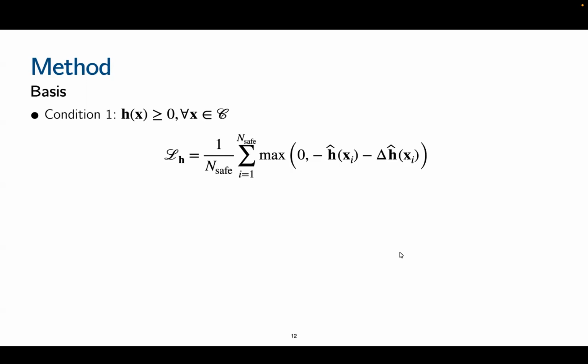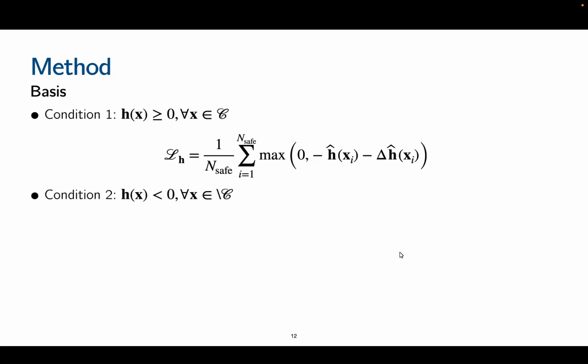So here, if the estimated CBF is negative, which has the wrong sign, if we put a minus sign in front of it, it will be positive, and we'll have a positive loss for that term. However, when it is positive, which means it has the right sign, then the negative of a positive number would be negative, and then the max would simply be 0, and it will incur 0 loss. So what this loss function does is basically only penalizing CBF estimations that have the wrong sign.